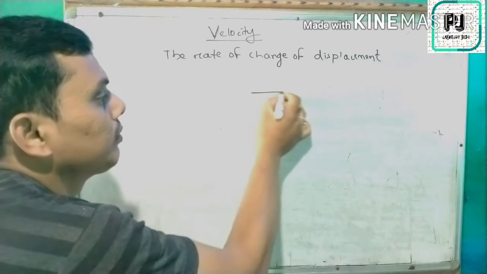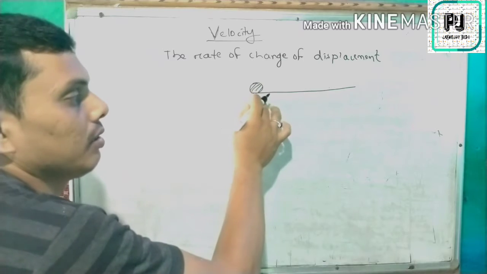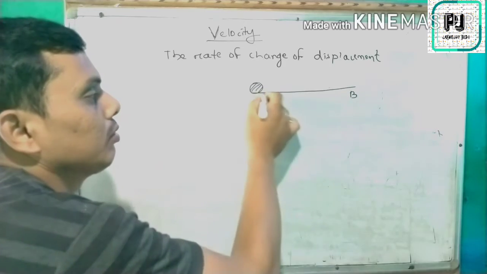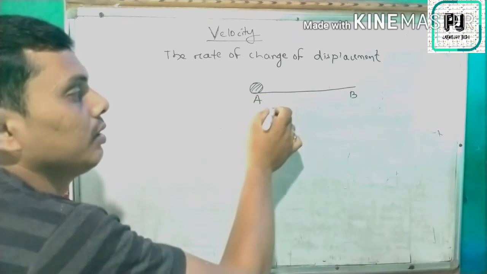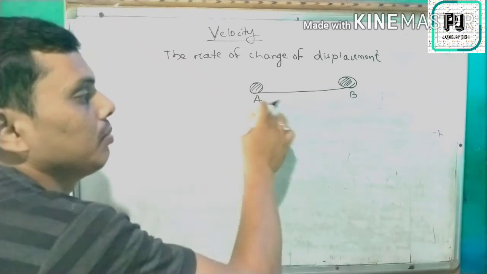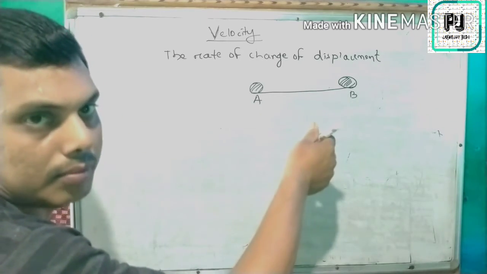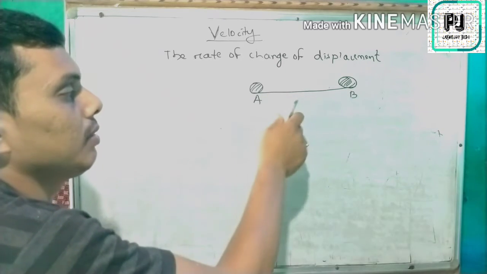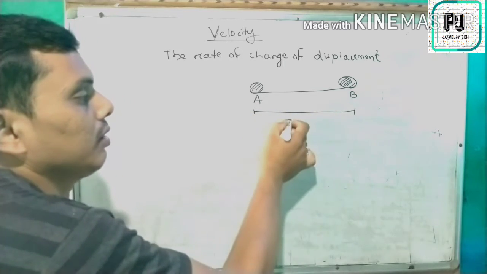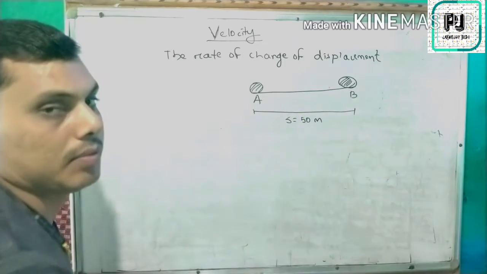Suppose I take a body, and it takes some path, that means it will displace from point A to point B. After some time it will come to this side, from point A to point B. It will take some time. Here the displacement S, as I have told you, I have taken as 50 meters. The displacement is 50 meters.